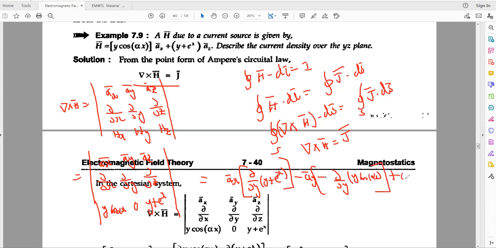Plus AZ bar into, the first term is 0. It is AZ bar only, my students. Actually, the thing is minus AY bar, it is dou by dou x of Y plus e power x, minus dou by dou z of Y cos alpha x. Okay, my dear students.